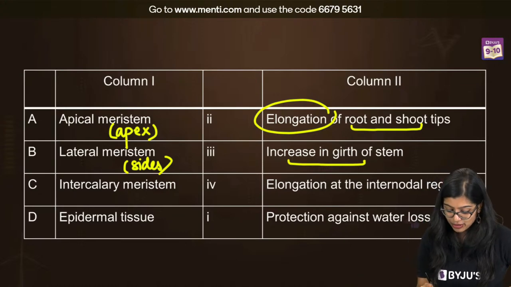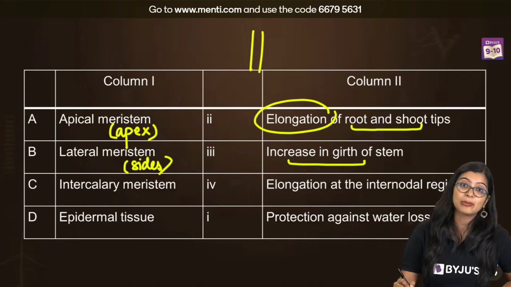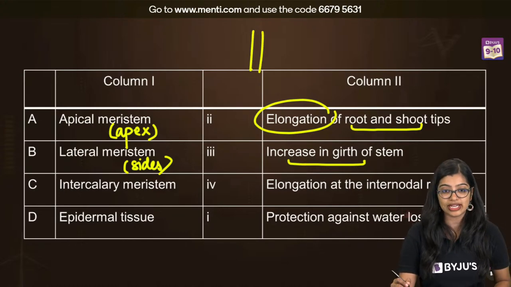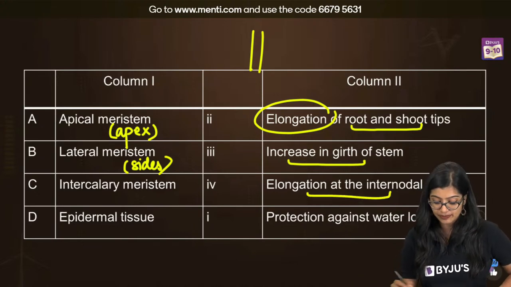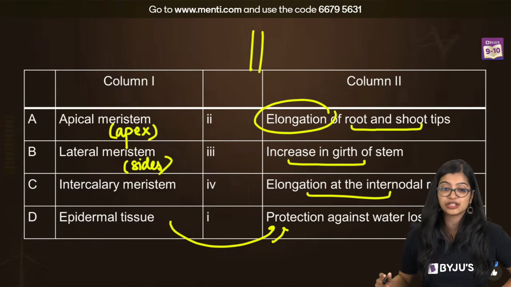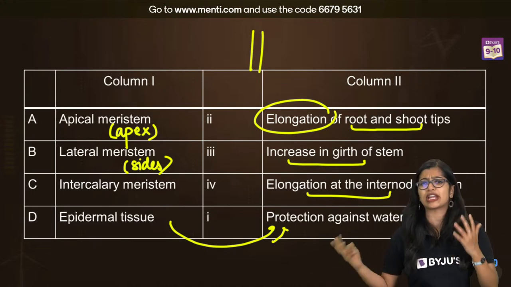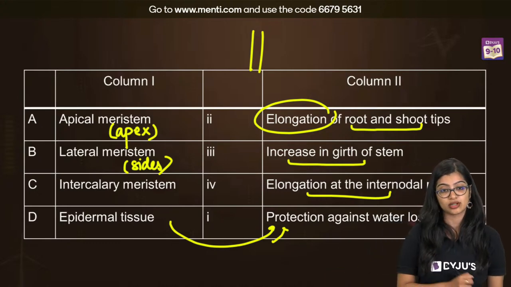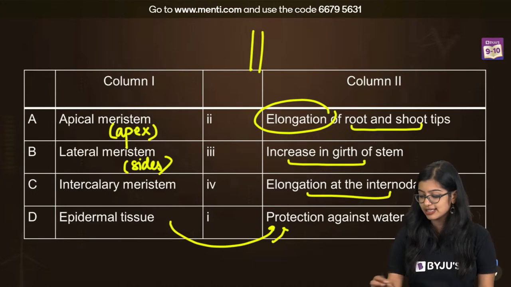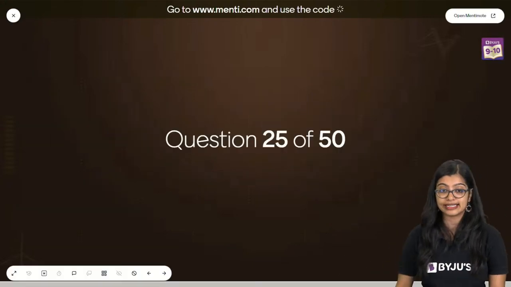When you talk about intercalary, where do we find intercalary? We find them at the base of the leaves at the internodal region. So here they mainly help in the elongation at the internodal region. And lastly, you have epidermal tissue or the epidermis, which is a protective kind of tissue, and of course helps in protection against water loss, right? So the correct answer is option A. Some of you got confused, but I hope now you are clear.